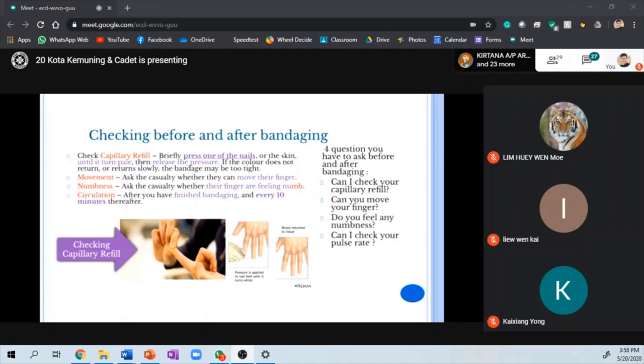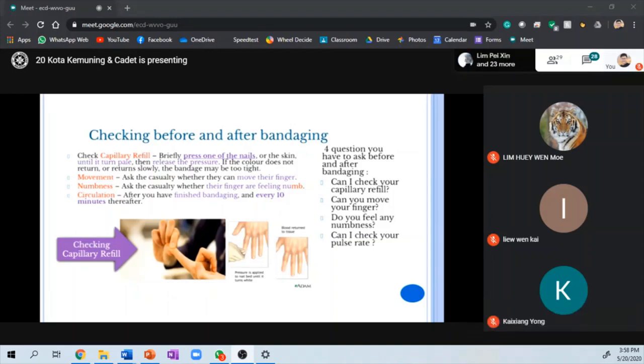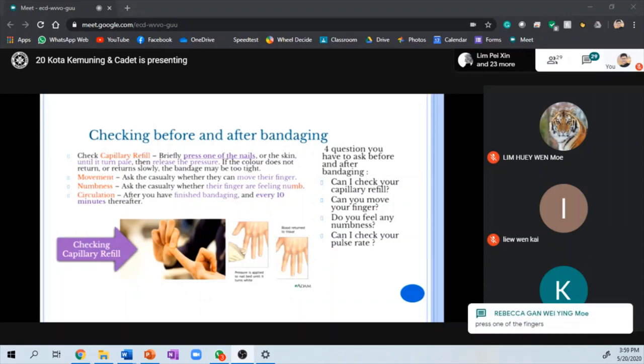Can anyone tell me how to check the capillary refill? Hello? Don't sleep yet. Yeah, press the finger. Okay. I will revise it if someone doesn't know.